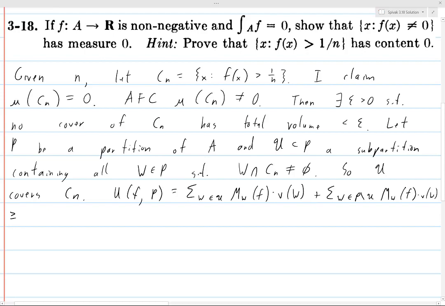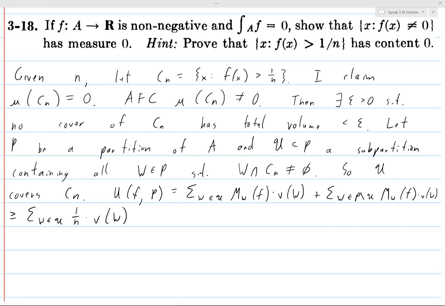So what we have is it's going to be greater than or equal to the sum over W in U. Well, each set W in U intersects Cn, and Cn contains points such that F at that point is greater than 1 over n. So any such set W contains some point where F takes on a value greater than 1 over n. So the supremum of F over all points in W has to be at least 1 over n. So we have 1 over n multiplied by the volume of W.